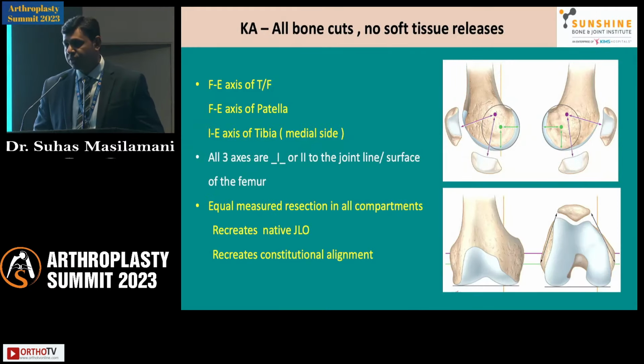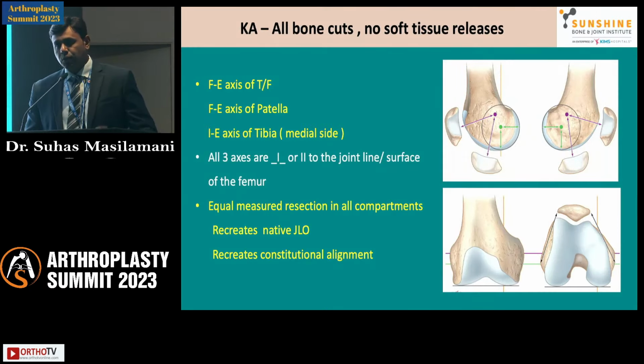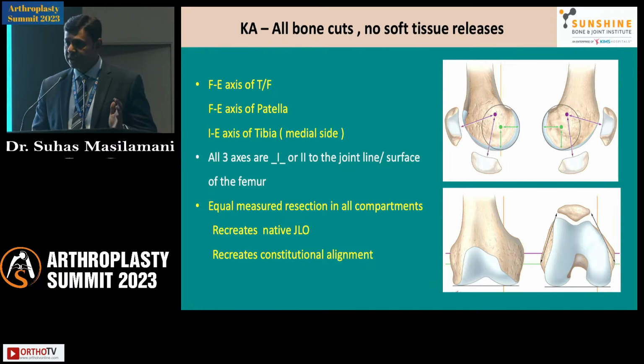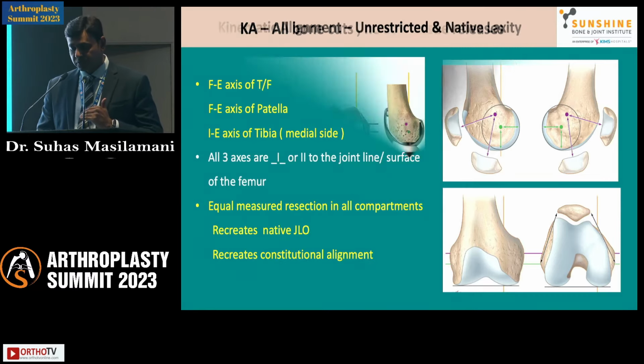So how did this philosophy come up? What Stephen Howell tried to prove is, if I do a resurfacing procedure, and by cutting equal amount of bone from the distal as well as the posterior aspect, I will recreate the flexion extension axis of the tibia, the patella, as well as internal and external rotation axis of the tibia over the femur. This he's done by cutting equal amount of bone from the posterior as well as the distal aspect and same amount of bone from the tibia.